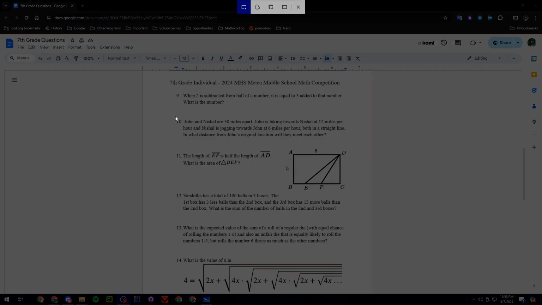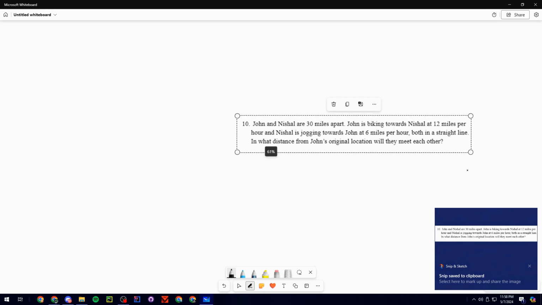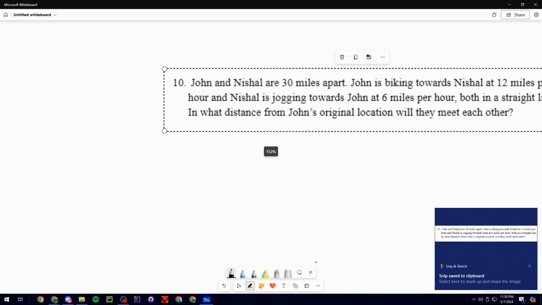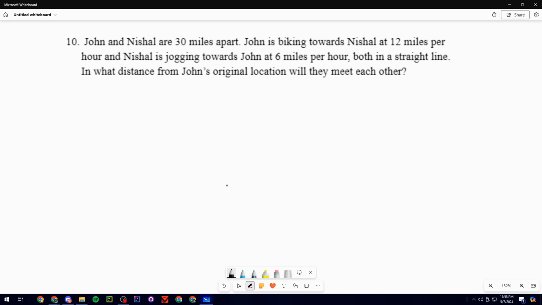Okay, problem 10. John and Nishal. Okay, perfect. Okay, John and Nishal are 30 miles apart. John is biking towards Nishal at 12 miles per hour, and Nishal is jogging towards John at 6 miles per hour.